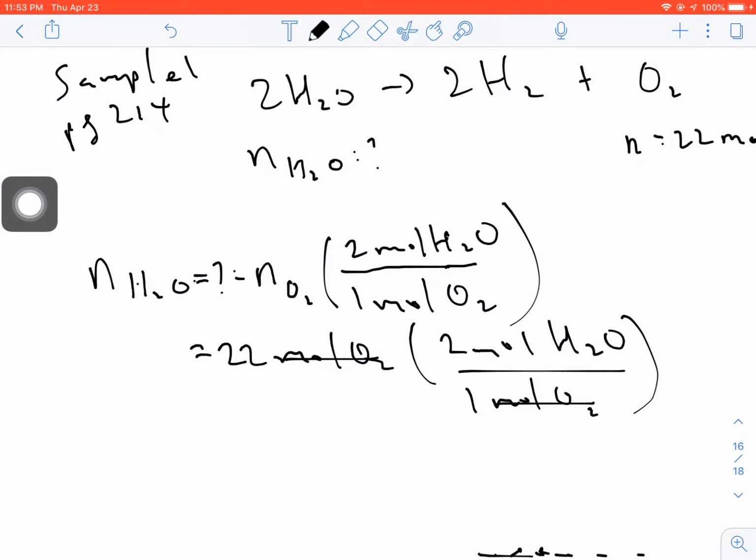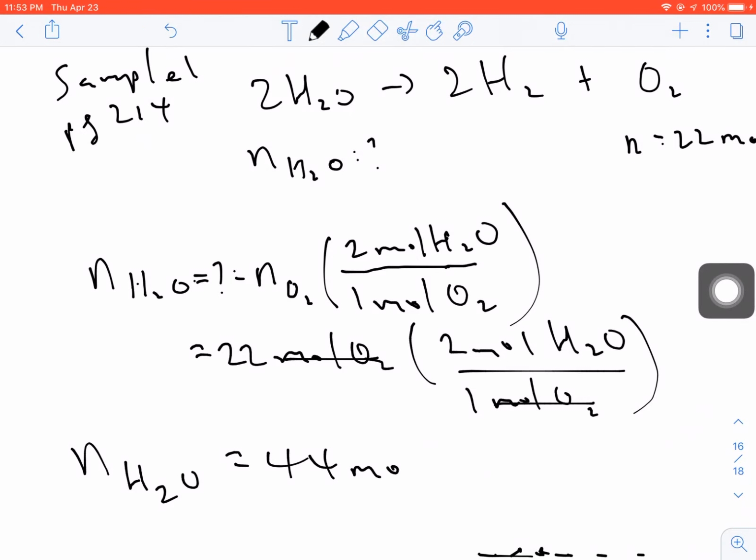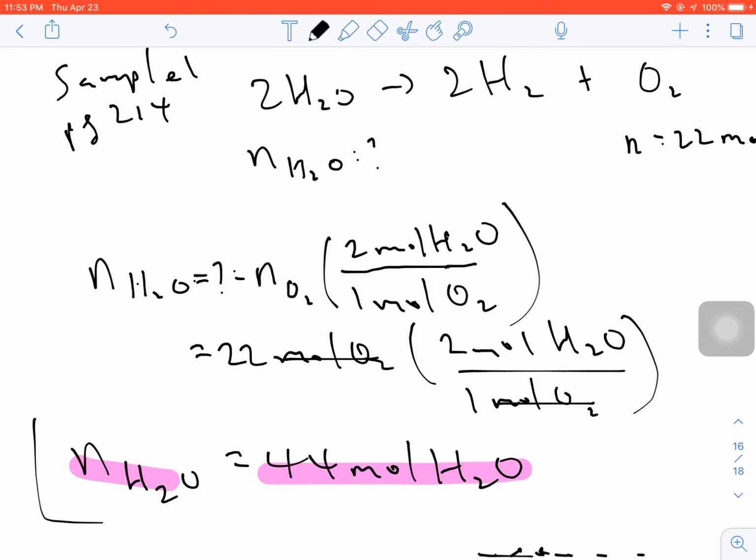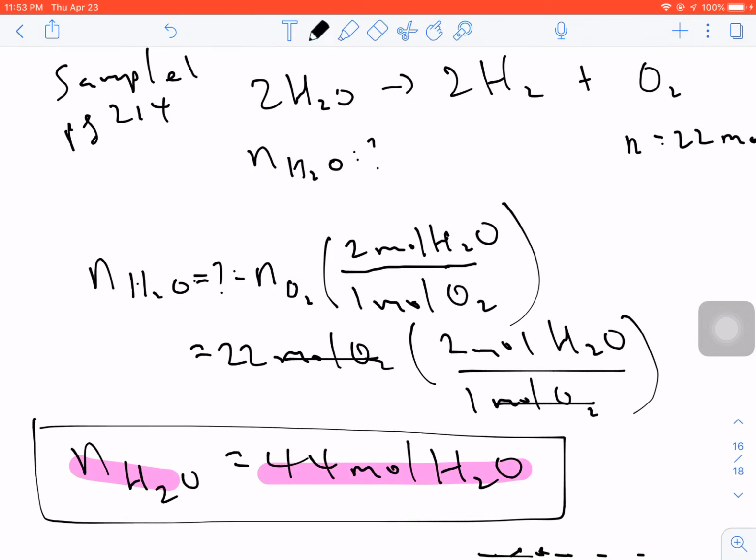So I'm going to do my math now. Number of moles of H2O is equal to 22 times 2, that's 44, divided by 1, 44 moles. Notice that my units here are moles of H2O. So my number of moles of H2O is equal to 44 moles of H2O. Okay, and that's my answer. So there's sample problem 1 on page 214 in your textbook.